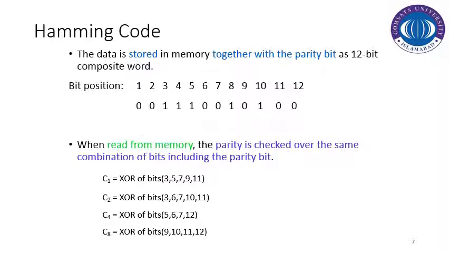First of all, we're going to see what checker bits are required. When we have to read from the memory, the parity is checked over the same combination of bits, including the parity bit. So C1 is basically the exclusive OR of bits 3, 5, 7, 9 and 11, and C2 is 3, 6, 7, 10 and 11, and C4 is 5, 6, 7 and 12, and C8 is 9, 10, 11, 12, in the same way in which we have assigned the parity bits. So we're going to compute that again as the exclusive OR operation.